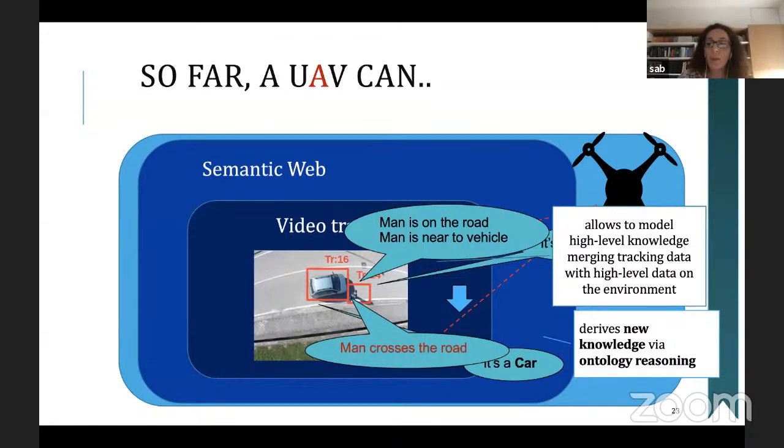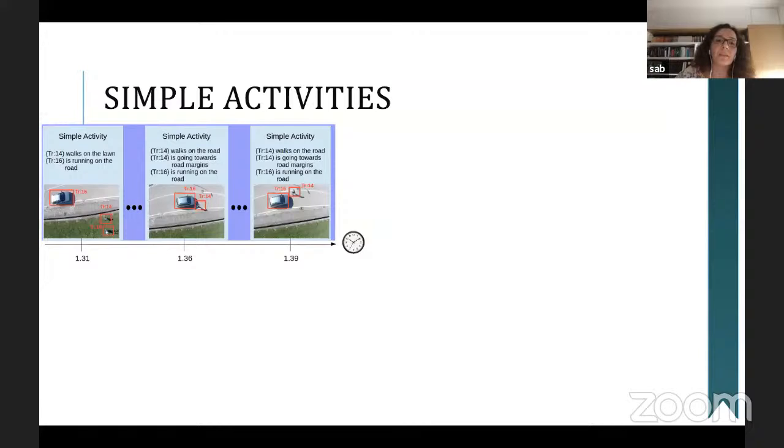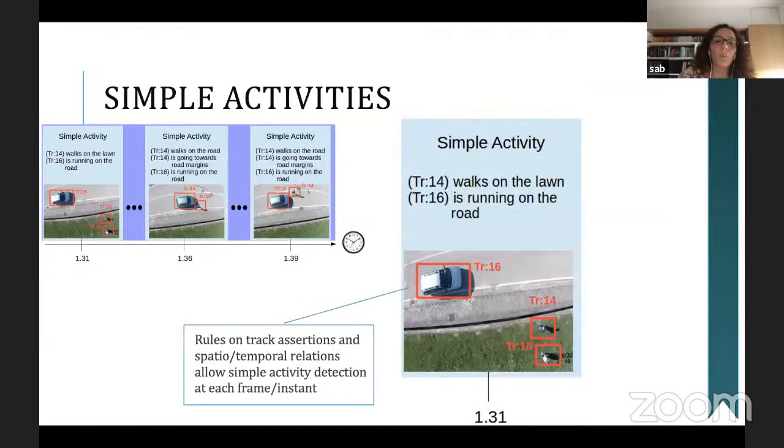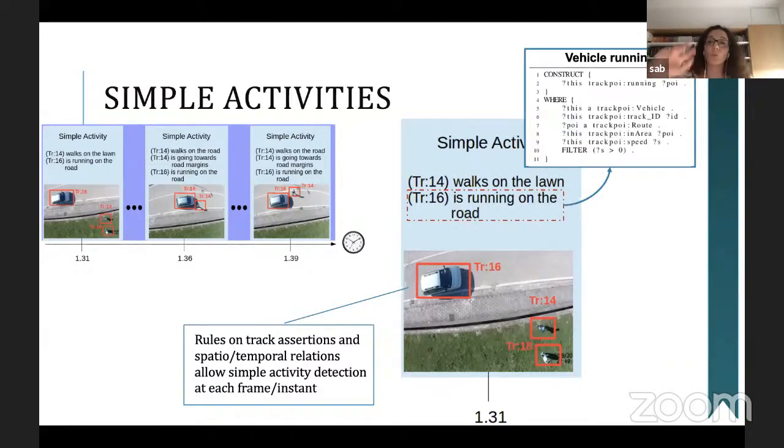By applying some rules, we can get a high-level description, which in this case can be translated into a simple activity. A simple activity can be obtained by applying rules on the track assertions and using spatio-temporal relations, frame by frame, throughout all the time. Just to give an example, it is a little bit technical but not complicated, because we define this rule as a kind of query. It's very similar to an SQL query; it's SPARQL, the SPARQL language.